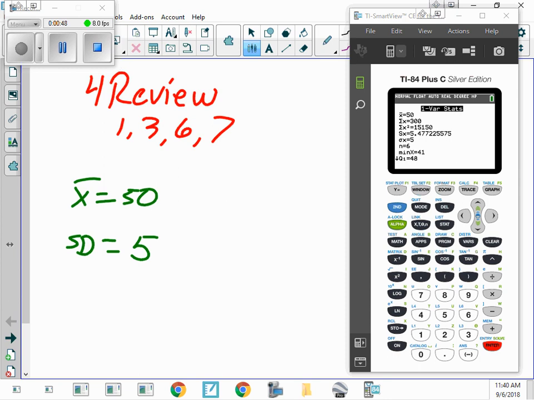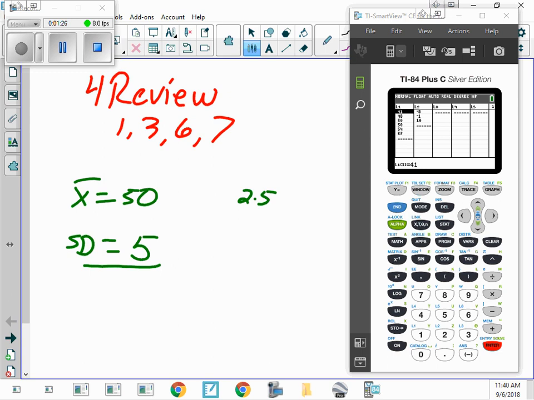Which numbers on the list are within 0.5 SDs of the average? What does it mean to be within 0.5 SDs of the average? So which numbers in that list right there are within half of this, which is 2.5? So is 41 within 2.5? Nope. 48? Yes. 50? Yes. 50? Yes. And the other two are no.